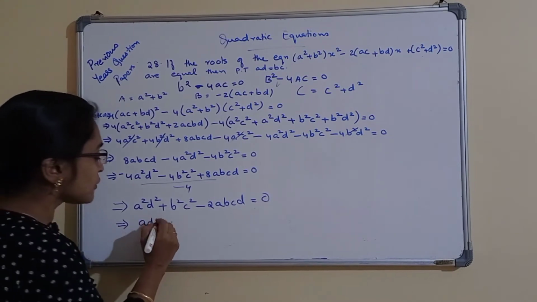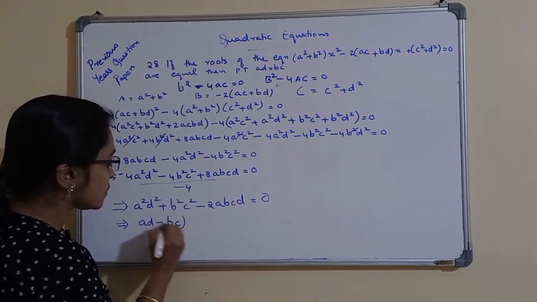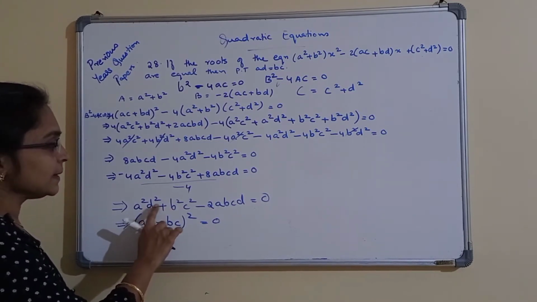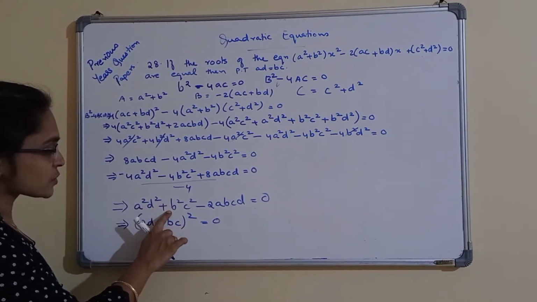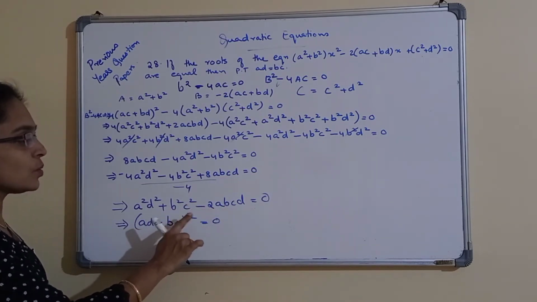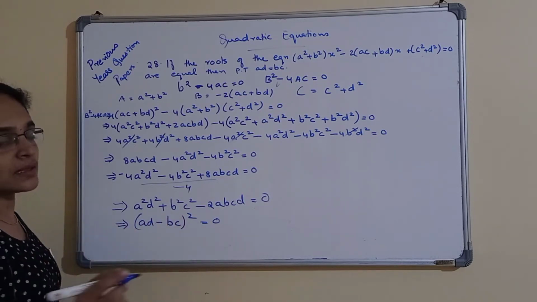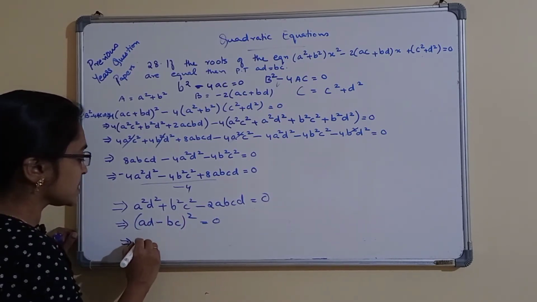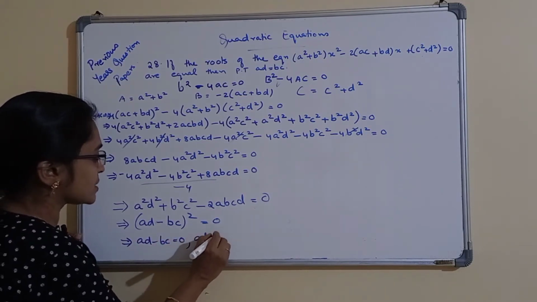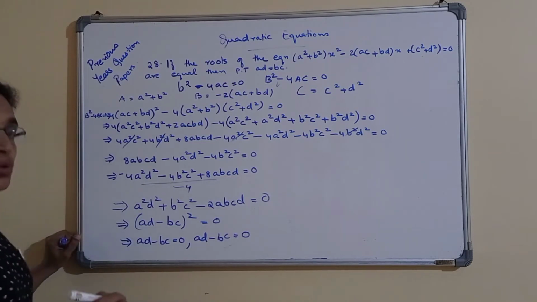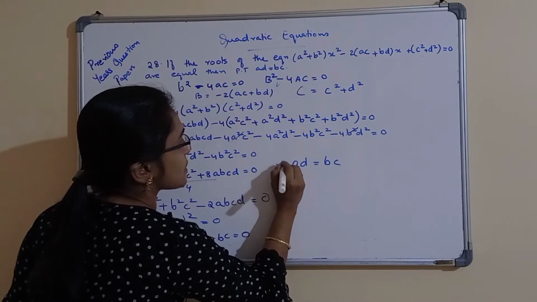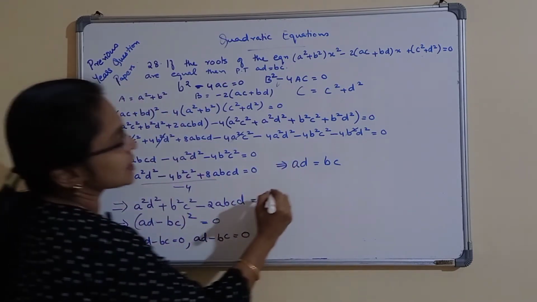Now this is of the form AD minus BC the whole square equal to 0. Right? Because this is a square d square plus b square c square minus 2abcd, which is of the form AD minus BC the whole square. So AD minus BC the whole square equal to 0, which implies AD minus BC equal to 0. So this means AD equal to BC. Hence proved.